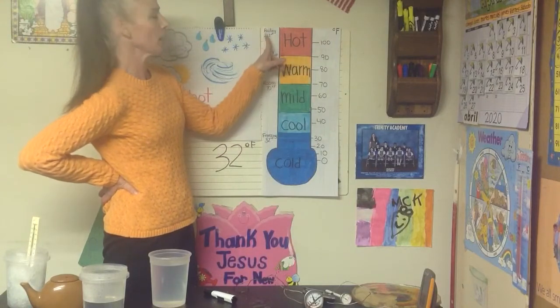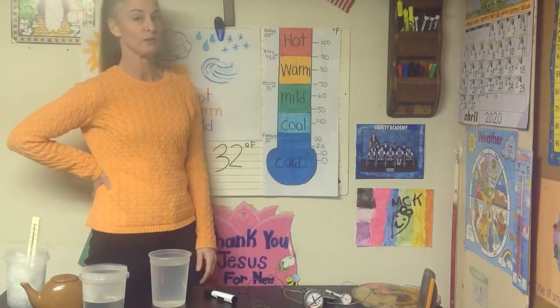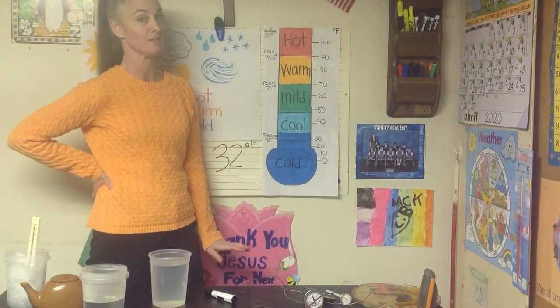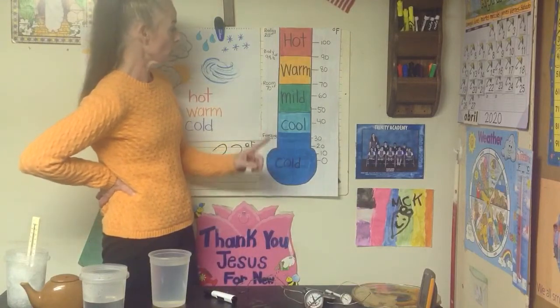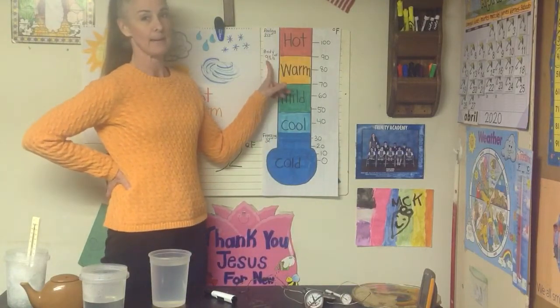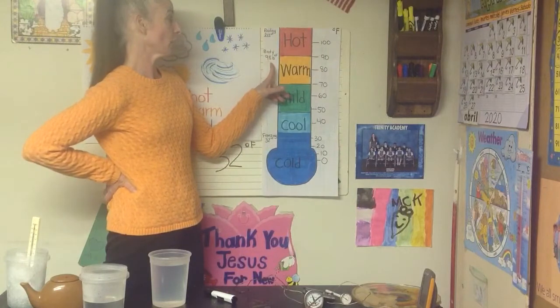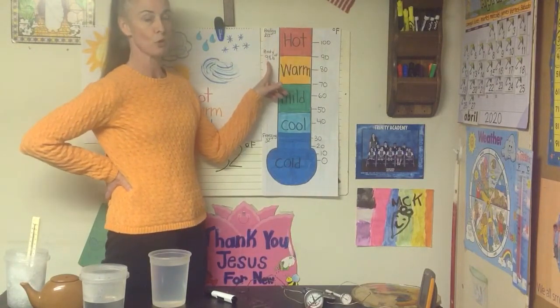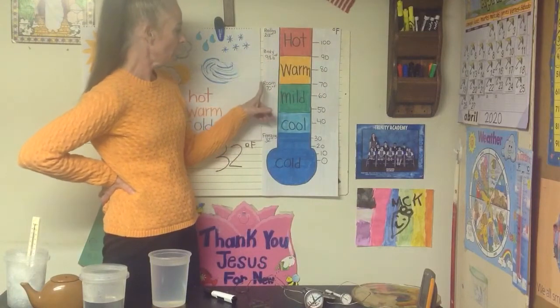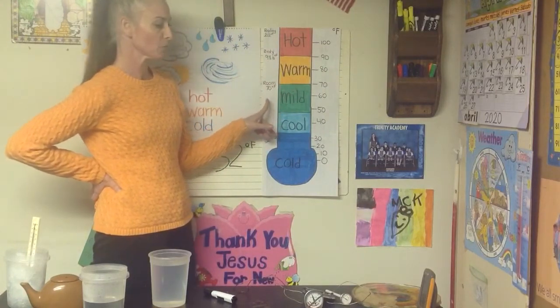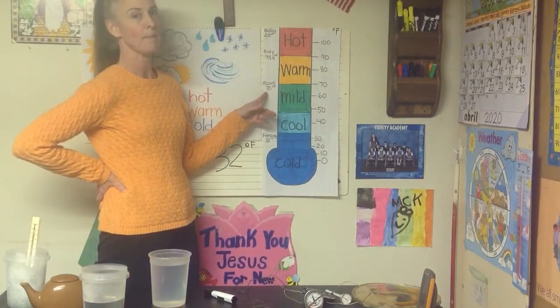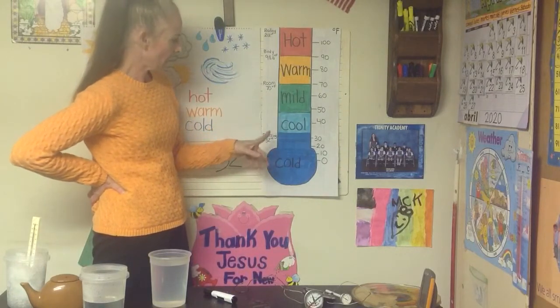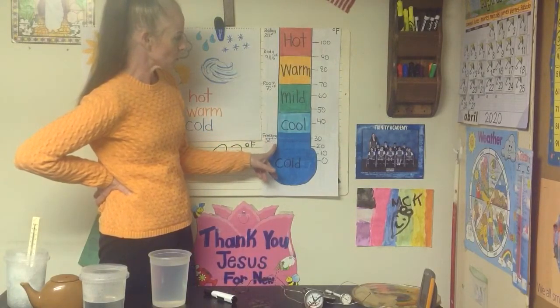So our boiling point, water boils at 220 degrees. That's very hot because your normal body temperature is about 98 degrees. So if something is 220, that's very hot. Body temperature, normal without a fever, is about 98. Room temperature, the normal temperature in a room, is usually about 70 degrees. And then our freezing is 32.